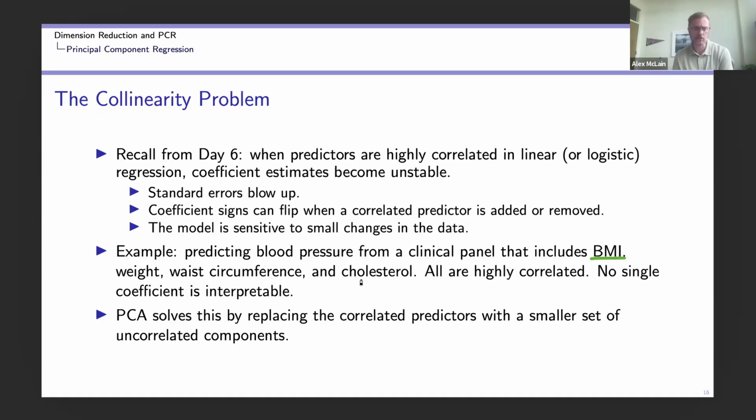PCA solves this problem by replacing the correlated predictors with a smaller set of principal component scores that are completely unrelated. There's no correlation at all among these principal component scores. So it's a good way to do that.